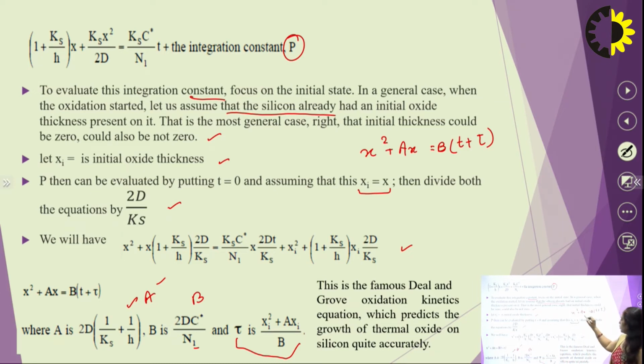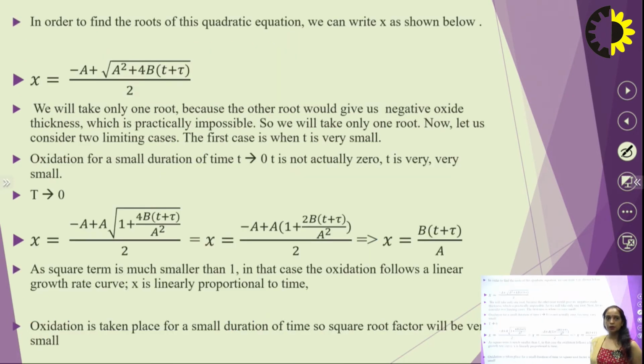So this equation is the most famous Deal and Grove oxidation kinetics equation, which is used to predict the growth of thermal oxide on silicon very accurately. So this is the basic equation which will be used to calculate the oxide thickness in the thermal oxidation process.